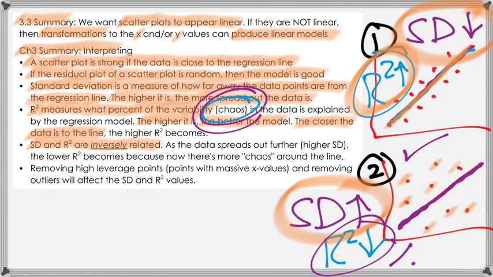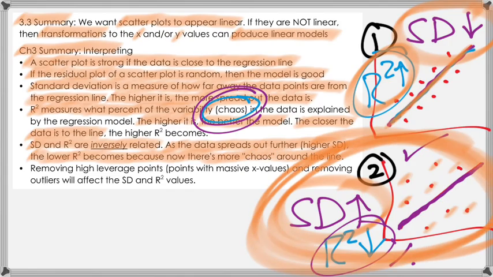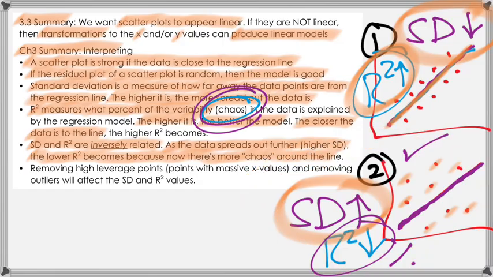So, as it says in the statement, as the data spreads out further and has a higher standard deviation, the value of R squared becomes lower because now there is more chaos around the line. So higher standard deviation would be number 2 down here, and you can see that there is more chaos with all of those data points around the line.